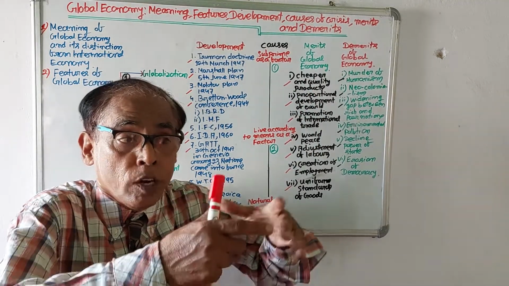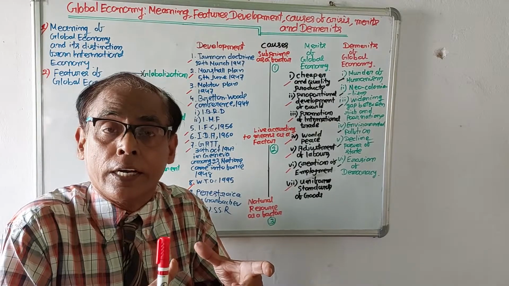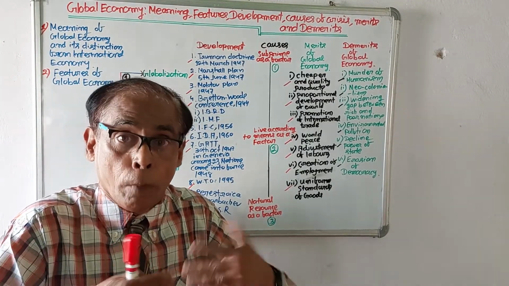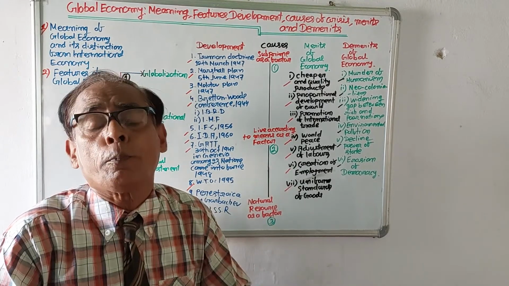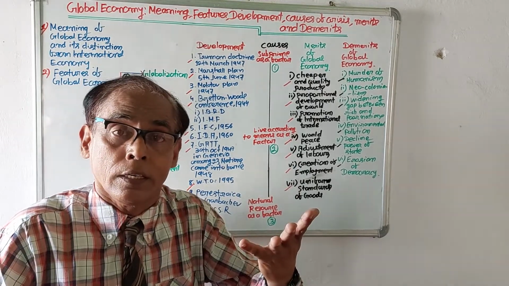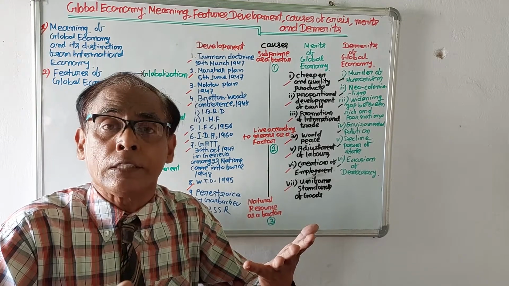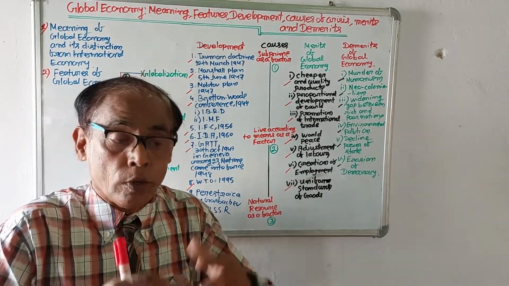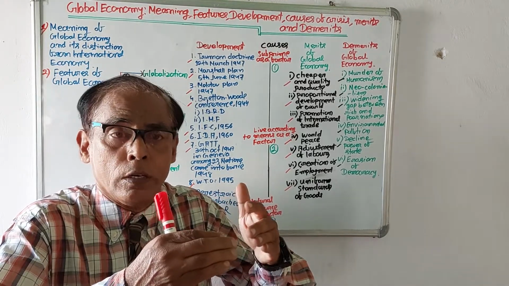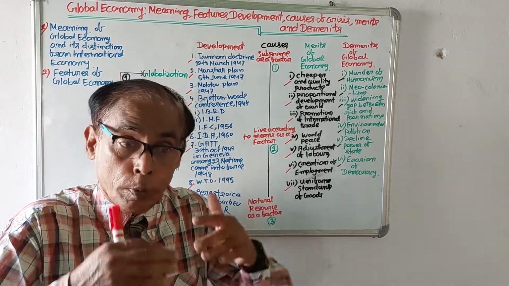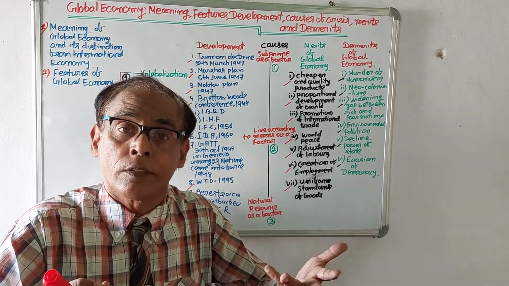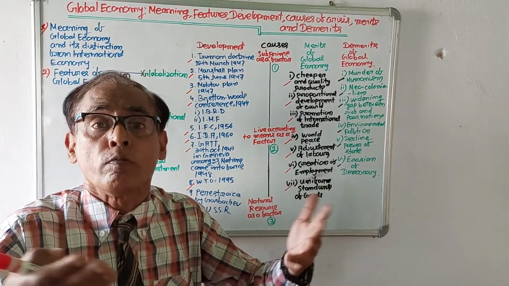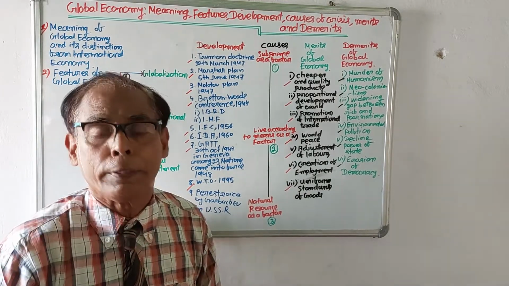If the economies of all nations are interconnected, there will be competition among nations, and in that competition they will try to produce cheaper and better quality commodities so that their commodities will be in demand. So whenever there is a global economy, there will be competition among nations, and automatically cheaper and better quality commodities will be available. So the consumer will benefit.